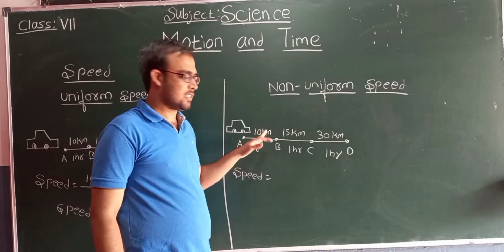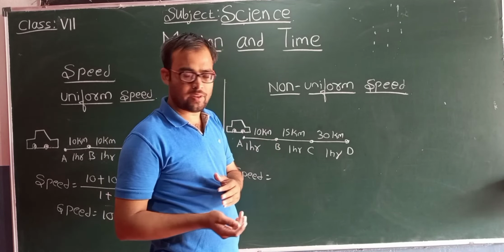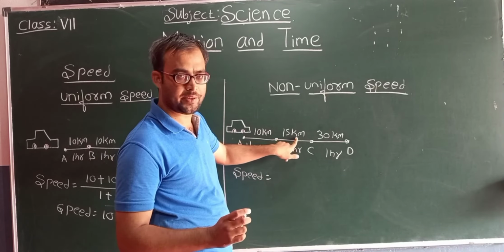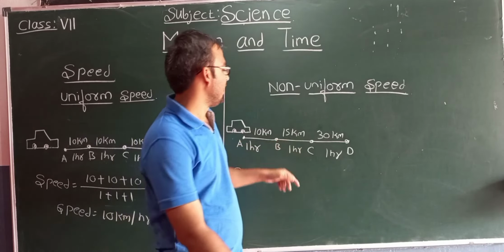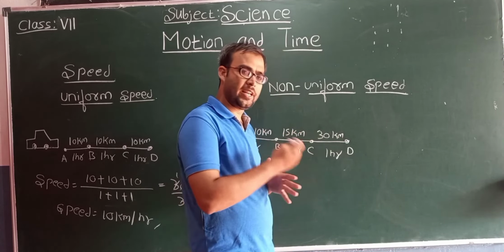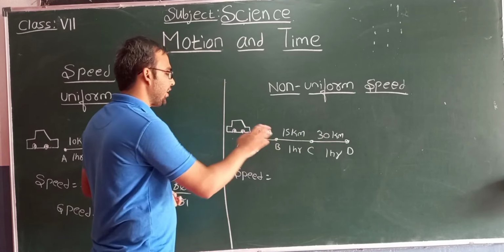In first 1 hour, it has traveled a distance of 10 kilometer, and in next 1 hour, that is from B to C, it has traveled a distance of 15 kilometer. Okay. Next, again in 1 hour, that is from C to D, again it has traveled a distance of what? 30 kilometer.